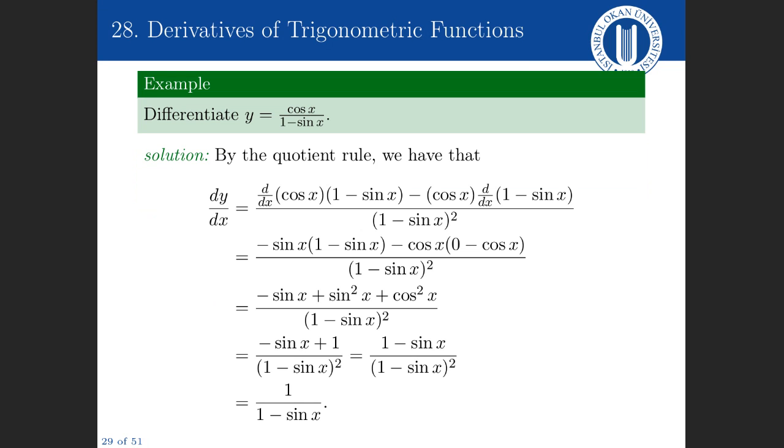Another quotient rule example. Differentiate cos x divided by 1 minus sine x. Using the quotient rule, we have the derivative of the top multiplied by the bottom minus the top multiplied by the derivative of the bottom, and then divided by the bottom squared. And I'll leave it for you to pause the video, quickly look through this calculation, check that you're happy with this, and then let's continue.